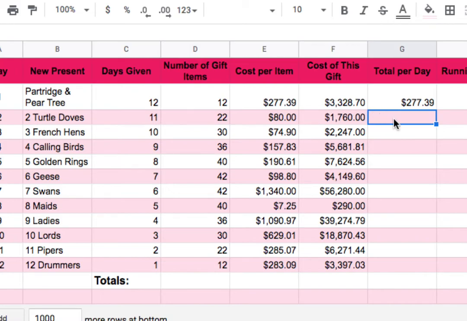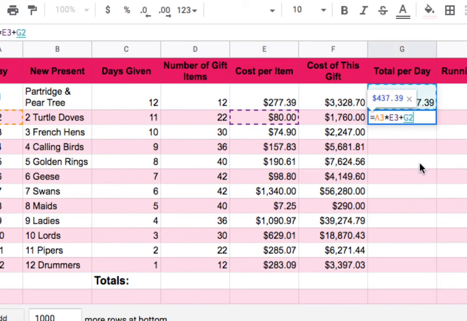Okay, now the next one, what is it? What's this formula? Well, it's going to be 2 turtle doves. So 2 times the $80. However, what else is given? According to the song, 2 turtle doves and a partridge in a pear tree. Well, notice, and is a plus, and all we have to do is add the previous day's cost, because that is what was purchased yesterday.